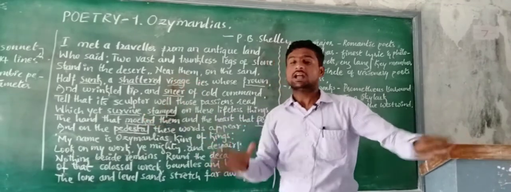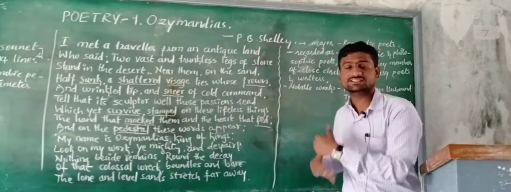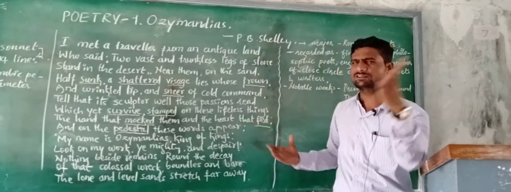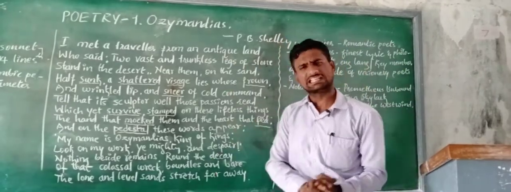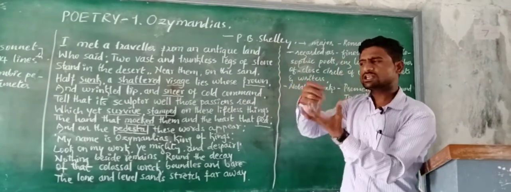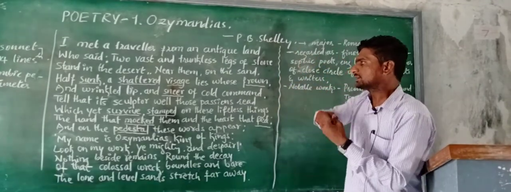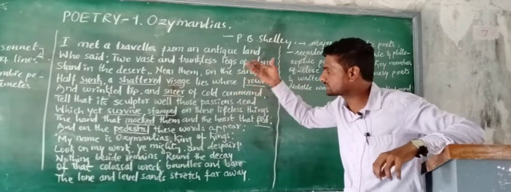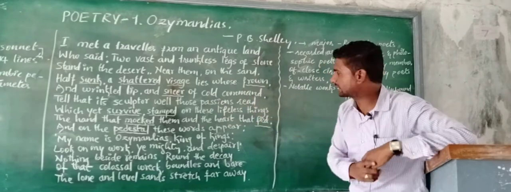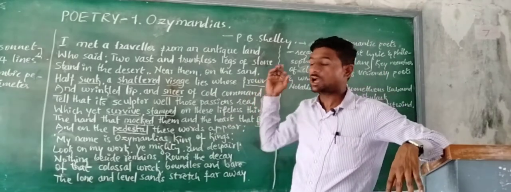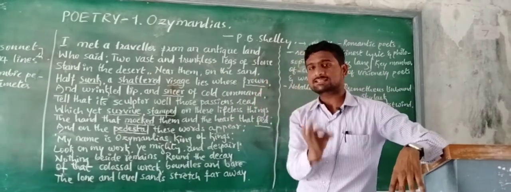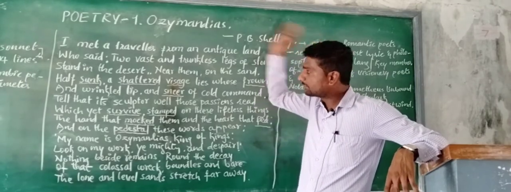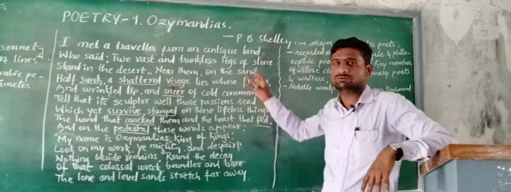So yes, of course, and these qualities and these things describe its sculptor well, very well. I mean, the sculptor is a very skilled person to decorate and to create all those things on a statue. He is a well versed person in his skill. And remember, the sculptor has observed all these things about the Ozymandias king when he was alive.